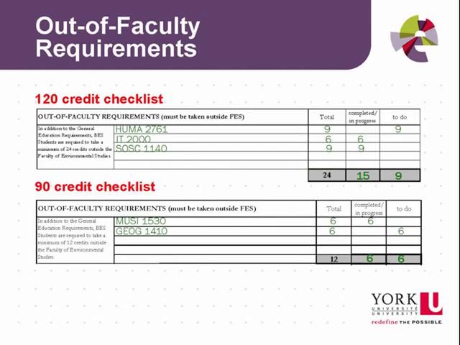In the out-of-faculty requirements section, write down what you wish to take or have already completed of courses offered outside of the Faculty of Environmental Studies. The 120 credit checklist requires 24 out-of-faculty credits, and the 90 credit checklist requires 12 credits. Fill out the course codes and indicate the credits. Please note that these courses must be offered outside of the Faculty of ENVS. You can now move on to the final section of the checklist, free electives.